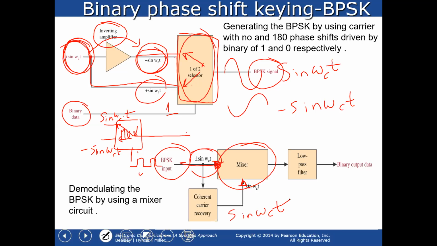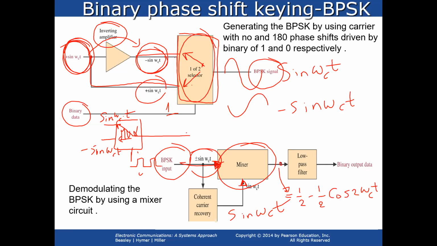When we talk about a mixer, we always say that a mixer means taking these signals together and creating other outputs. So for example, by taking these two together, if my input bit is 1, my final output is going to be half minus half cosine 2 omega_c t. That will be my output at this point.